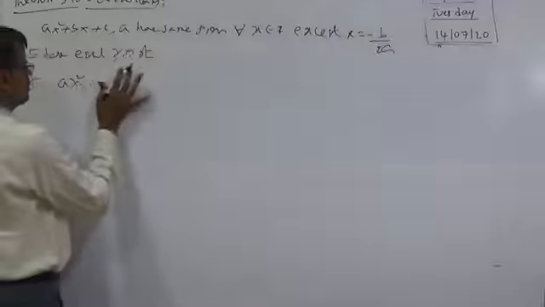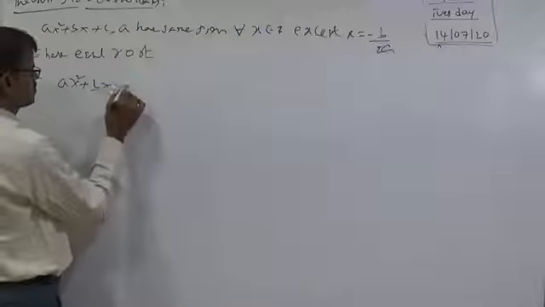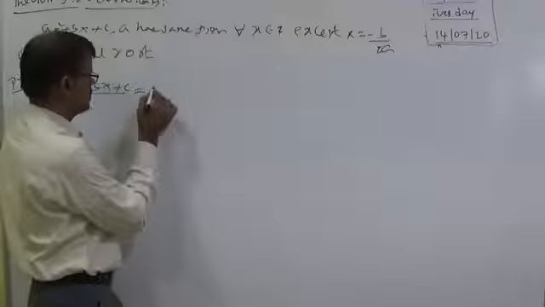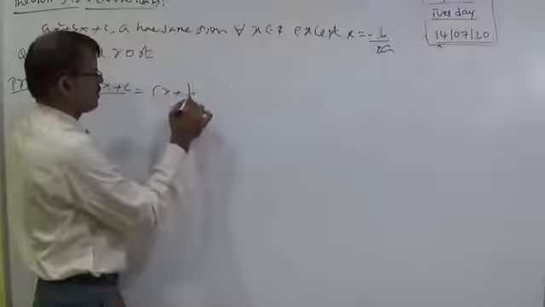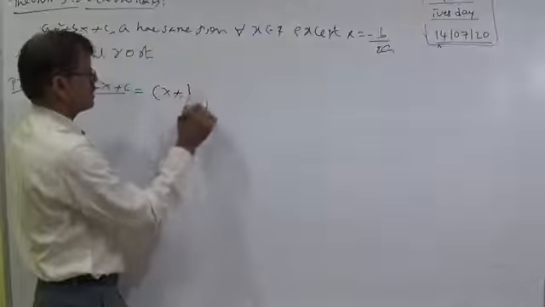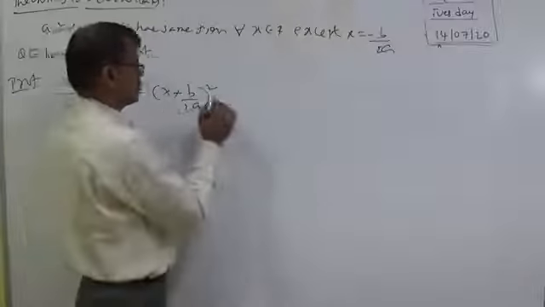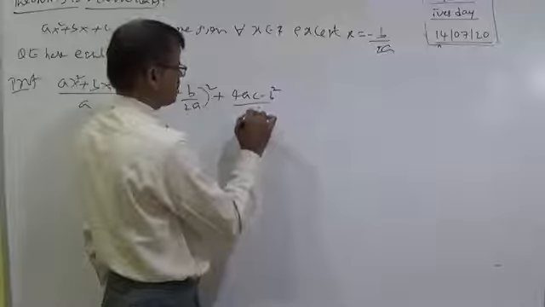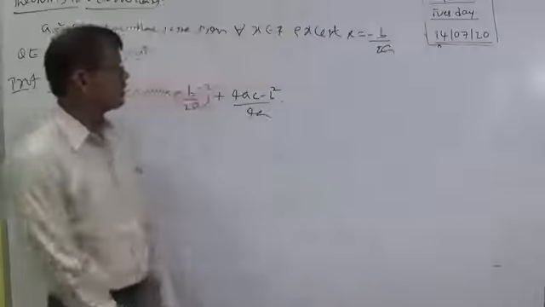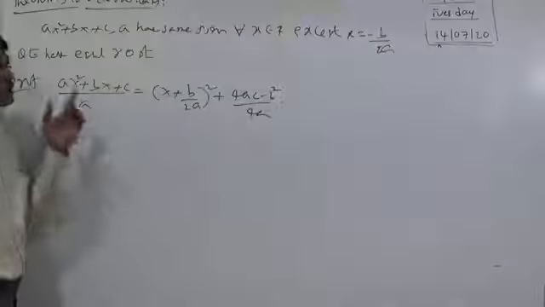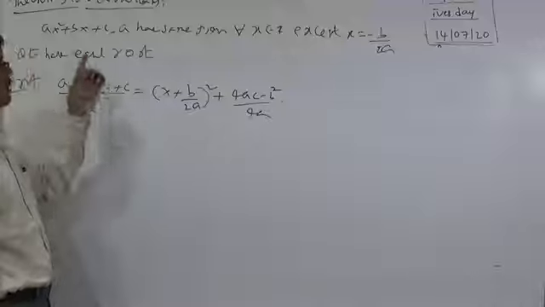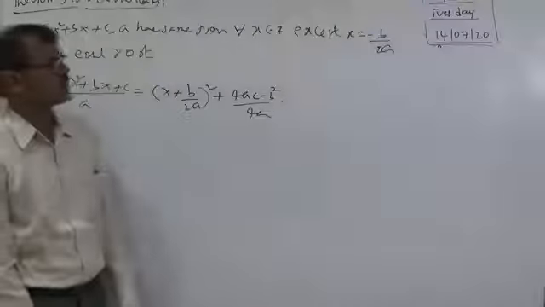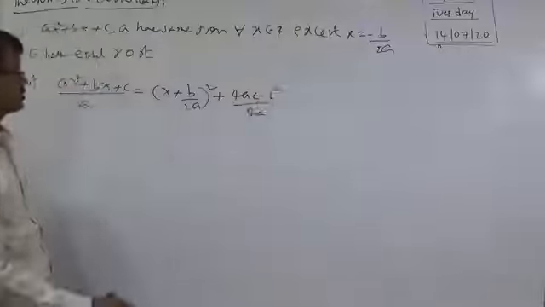You can say here, ax square plus bx plus c by a. We can write, depending upon the previous theorem, as x plus b by 2a whole square plus (4ac minus b square) by 4a. What he is asking is about the quadratic equation having equal roots, whenever ax square plus bx plus c and a have the same sign for all x belongs to R, except x equal to minus b by 2a.